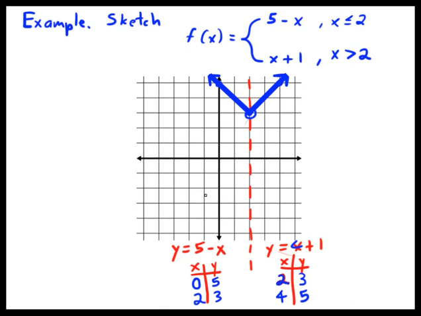So that's the idea of sketching a piecewise-defined graph. I start by figuring out where it switches from one piece to the other, which here is at x equals 2. I draw a dashed line from there, then I identify which graph applies to which side of that dashed line, and I just graph them individually. In this case, since they were lines, it was easy to use a t-table to do that.